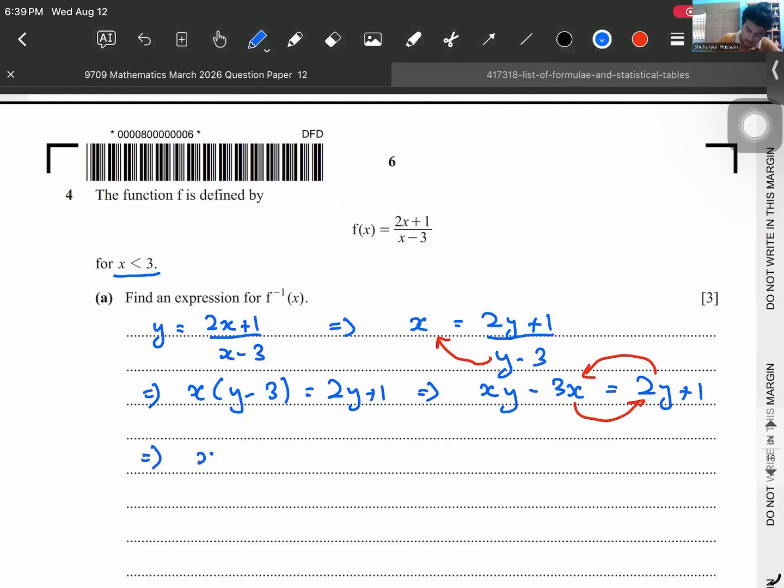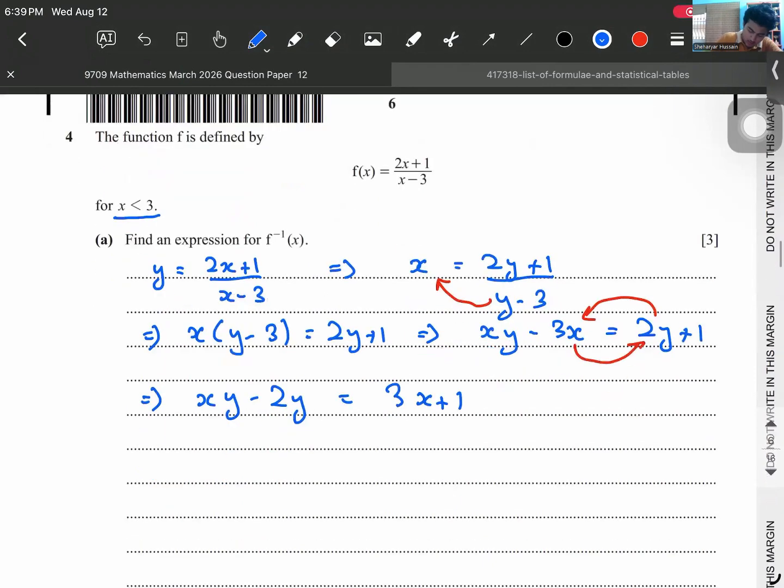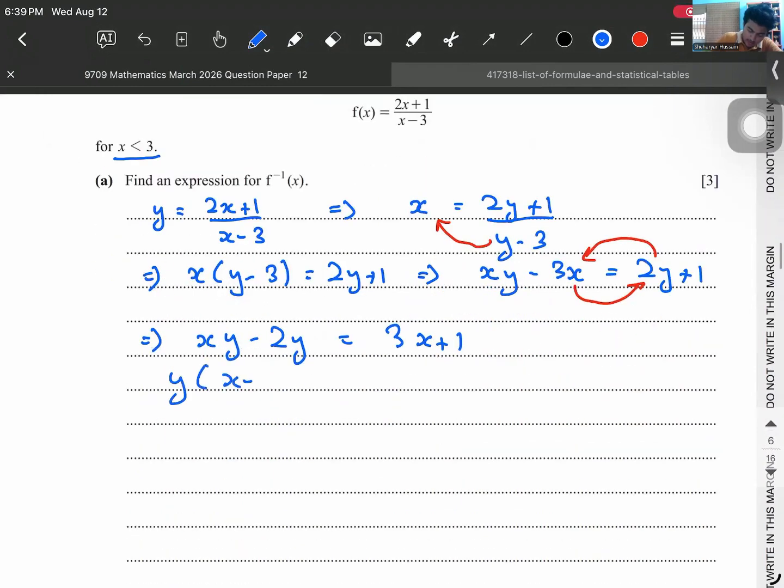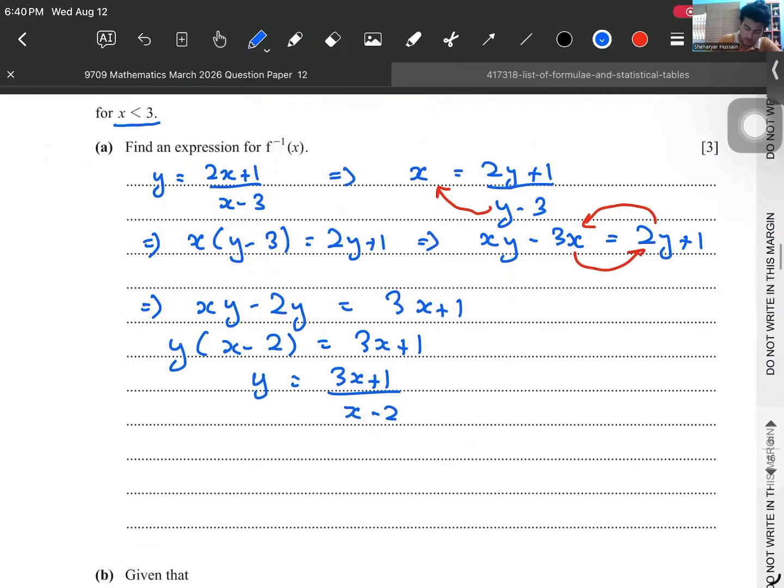So we are getting xy minus 2y equals 3x plus 1. Taking y common, we are left with y times x minus 2 equals 3x plus 1. So y equals 3x plus 1 divided by x minus 2. And the final step over here is to write f inverse of x in place of y. So this turns out to be 3x plus 1 upon x minus 2.